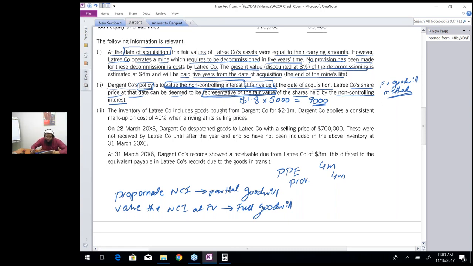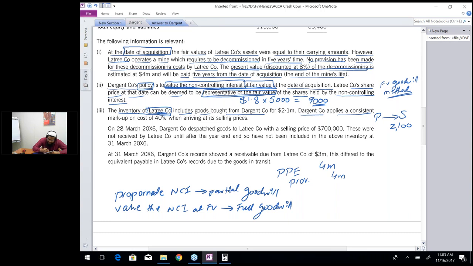Now in adjustment number 3, the question says that the inventory of Latrick company includes goods bought from the Targent company for $2.1 million. So the subsidiary's inventory includes goods bought from the parent company. This means that the parent has sold goods to the subsidiary with the value of 2100. So this 2.1 million is the inventory that is held by the subsidiary.